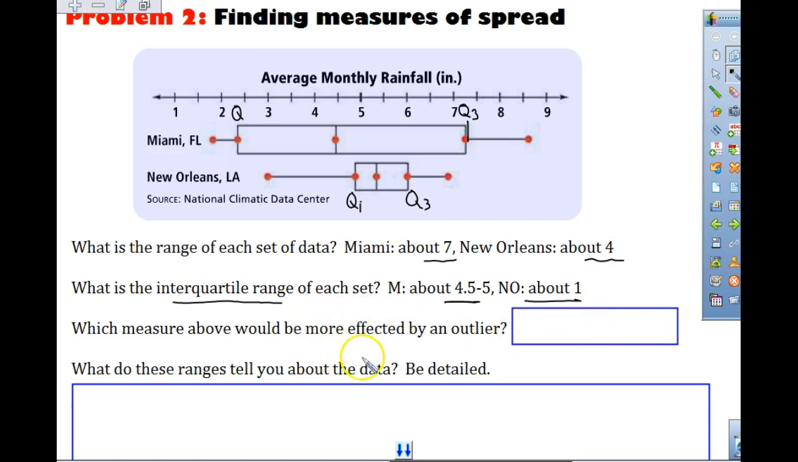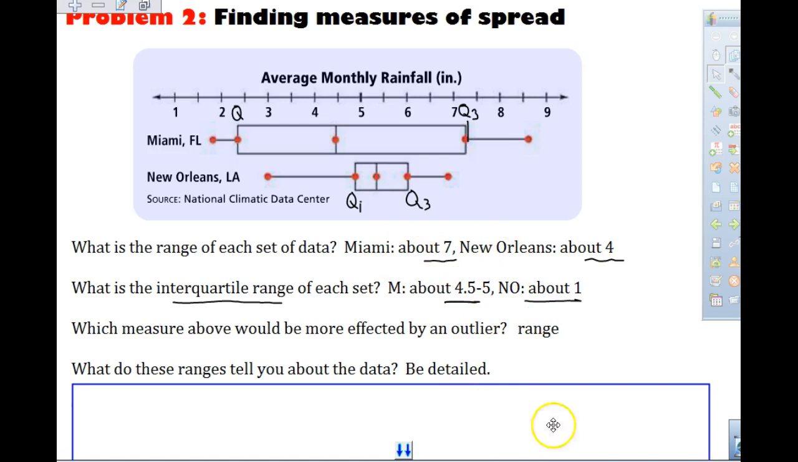So which of the measures above would be more affected by an outlier? An outlier is that one number that's way off, and if we are looking at this, our range is going to be more affected than our interquartile range. Because if I have 12 inches up here, or if I had this one in New Orleans and then I have one that's way up here, it's going to affect the range, not the interquartile range.